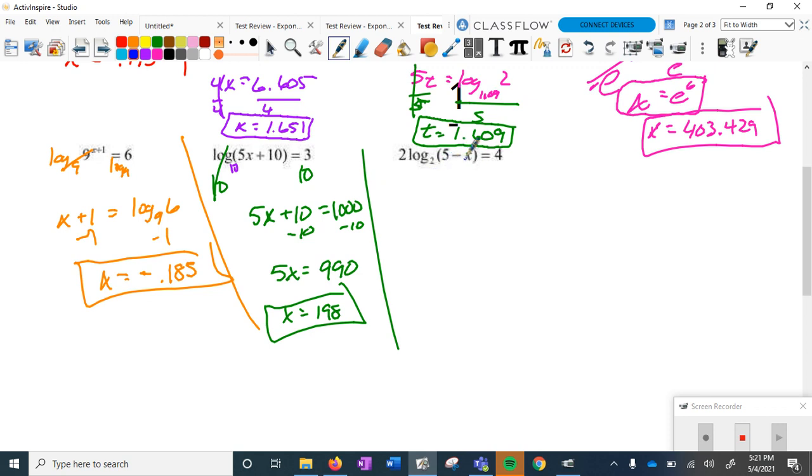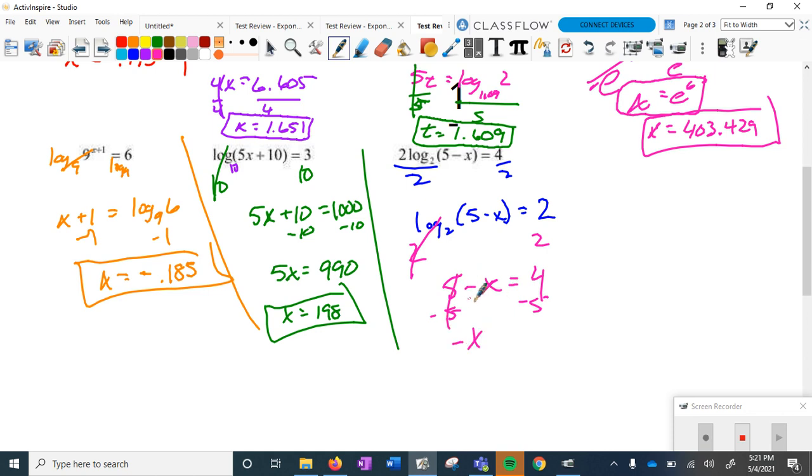Again, x is in this log, so I can't get to it yet. I do need to get rid of that 2 first, so divide by 2, and I have log base 2 of 5 minus x equals 2. How do I undo a log base? That's right, use an exponential base. So here's what I have. 5 minus x equals 2 to the second power. 2 to the second power is 4. Okay, minus 5 next, minus 5. Now don't forget, this is negative x. We didn't get rid of that minus sign. All we did was get rid of the 5. And that's negative 1. And if negative x equals negative 1, then x equals positive 1. All right, that's your test review.